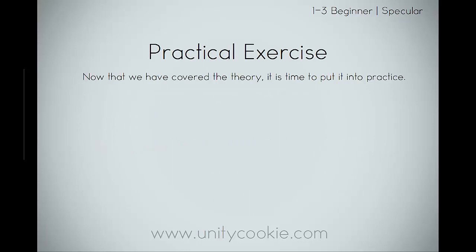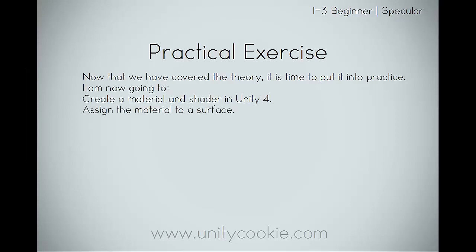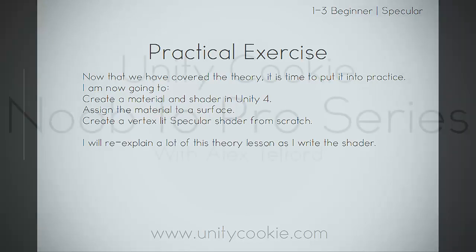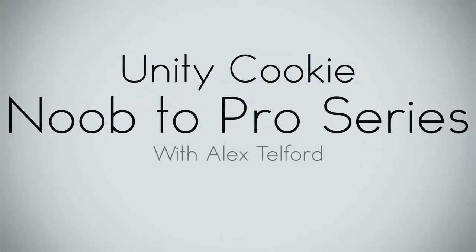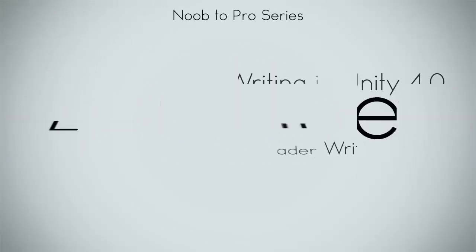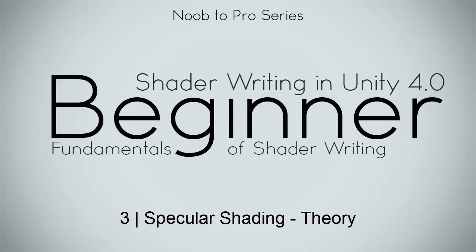Now that we've covered the theory, it's time to put it into practice. I'm now going to create a material and shader in Unity 4, assign the material to a surface, and create a vertex lit specular shader from scratch. I will be explaining a lot of this theory lesson again as I write the shader, so don't worry if this was a bit too fast or if this doesn't make any sense at all.